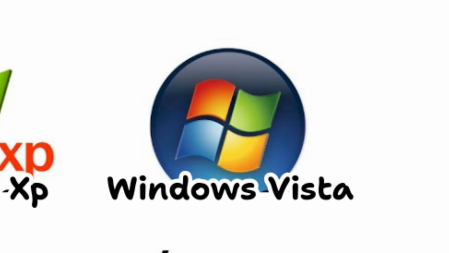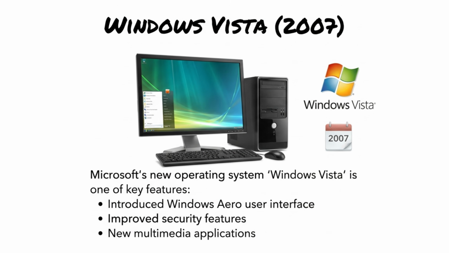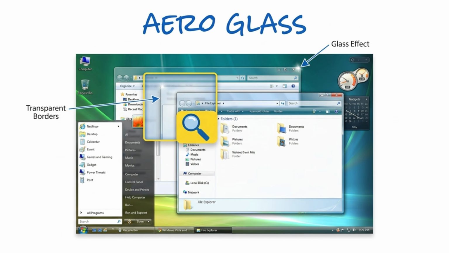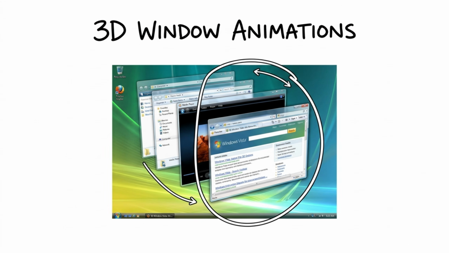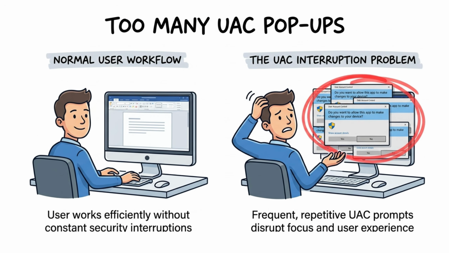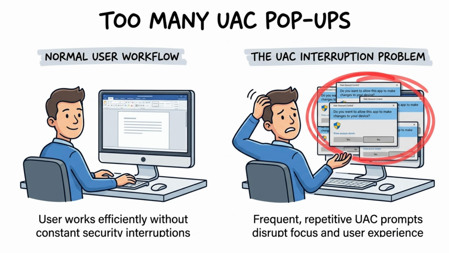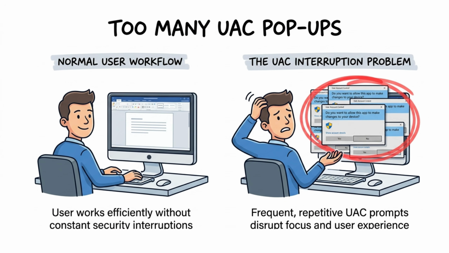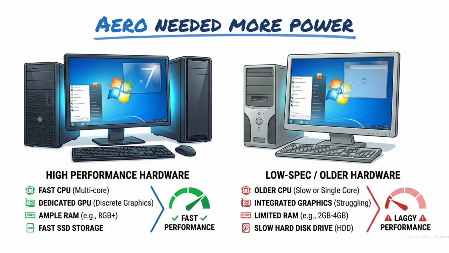Number 8. Windows Vista, 2007. Vista. Oh, Vista. Microsoft wanted to follow XP with something shiny. They added Aero Glass, transparent window borders, and fancy 3D animations. They also added User Account Control, UAC, which asks for permission before any program makes system changes. Great for security, terrible for sanity. UAC would pop up if you so much as sneezed. And Aero was so resource hungry that most computers at the time couldn't run it without turning into a slideshow.